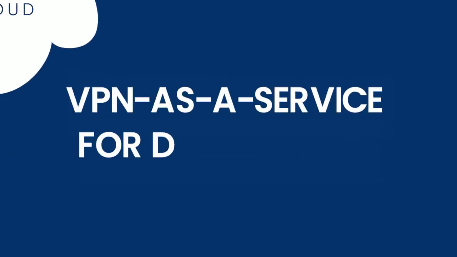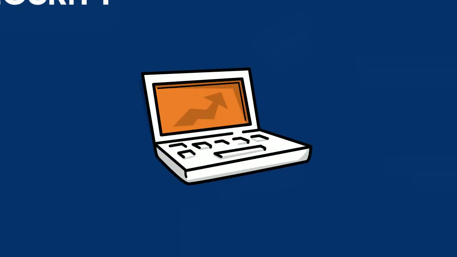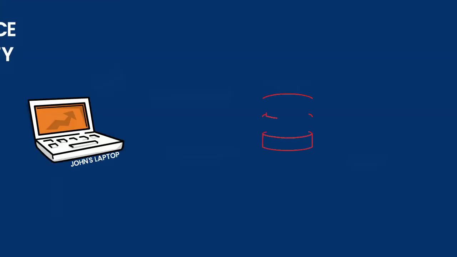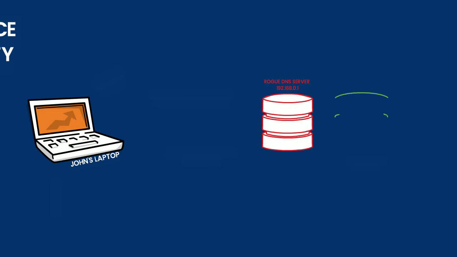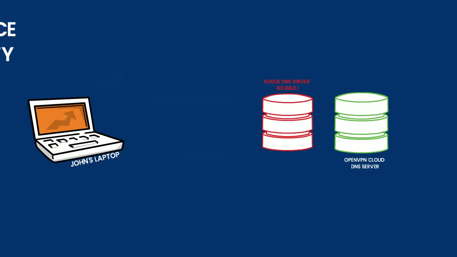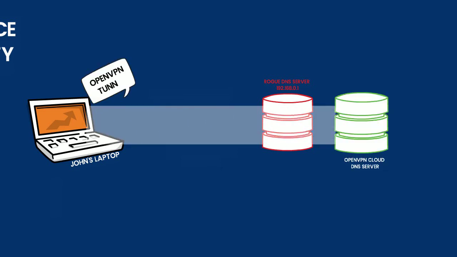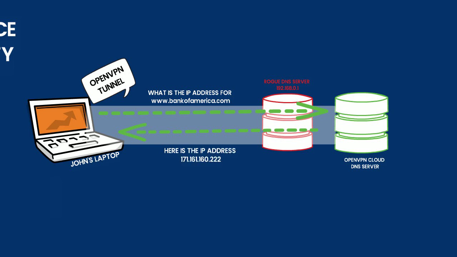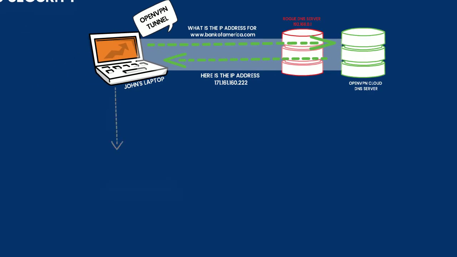By using OpenVPN Cloud, a VPN as a service offering for DNS security. When a VPN connection is made, OpenVPN Cloud configures the DNS servers to use, therefore bypassing any DNS servers configured by the local network. An encrypted tunnel is created to transport the DNS traffic directly to OpenVPN DNS servers.